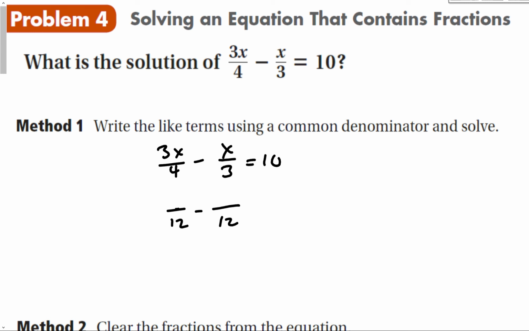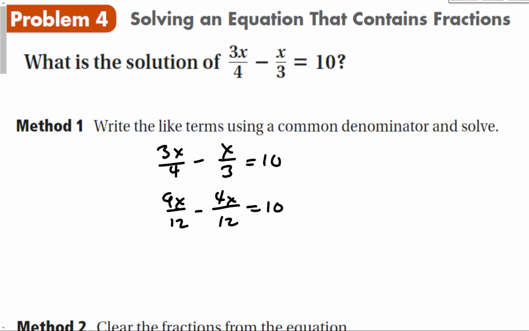Okay? And in order to change 3 over 4 to something over 12, I have to multiply the bottom by 3, which means I have to multiply the top by 3. To turn x over 3 into something over 12, I have to multiply the 3 by 4, which means I multiply the top by 4, excuse me.